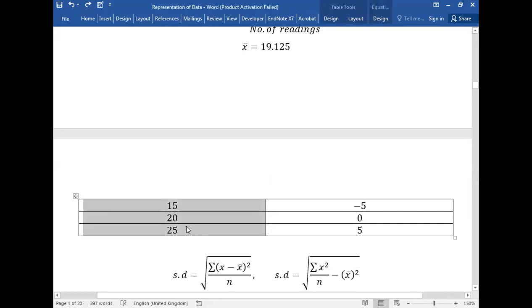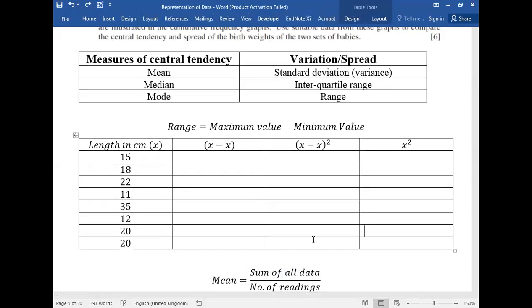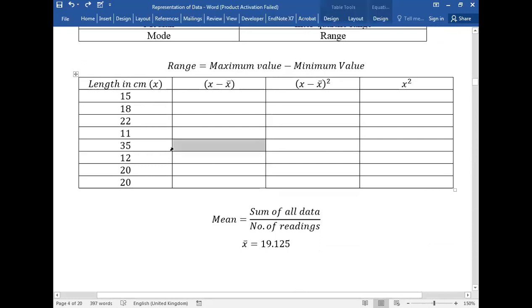मैंने 3 लीव्स लिए, सिर्फ 3 लीव्स. एक की लेंथ 15, the other one is 20, and the third one is 25. Okay, now I want you to find the mean of all this data. How do you do that? मीन निकाल लिया सबने. What is your mean?